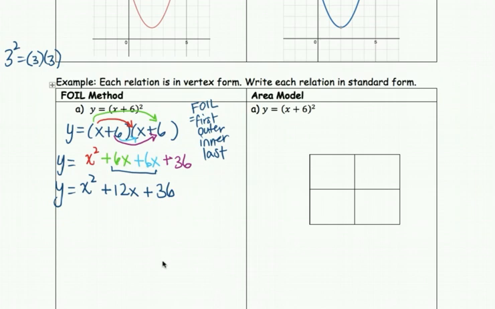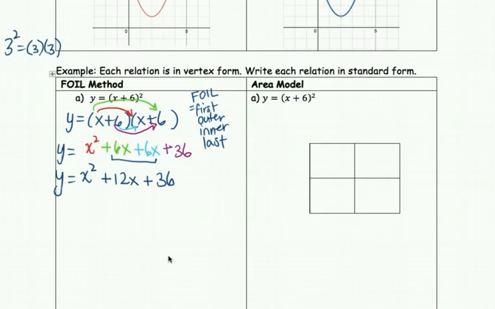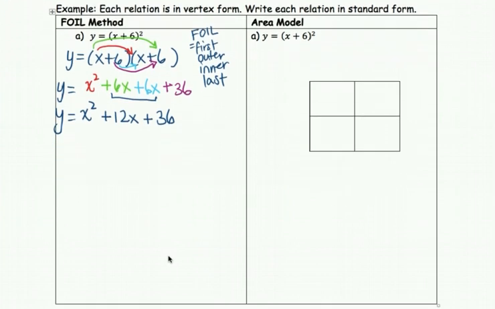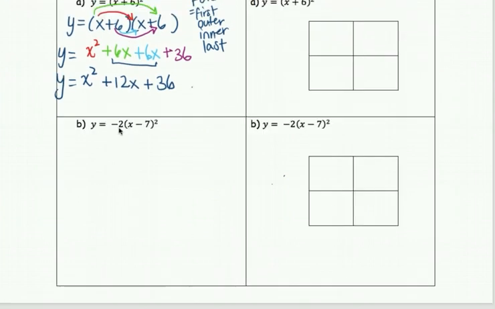Okay, so I'm going to go through and show the next one in FOIL method, and then I'll come back and do the area model altogether, okay? Here's the next one now. So we have -2 multiplied to the bracket here. So we're just, again, going to start off with writing that bracketed area there twice, because it's being squared by the exponent here. So we're going to write this x minus 7 twice.